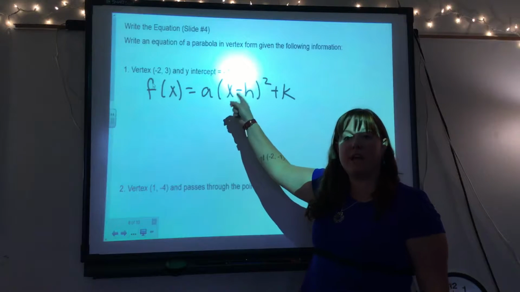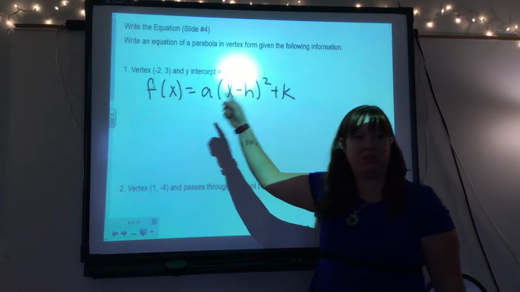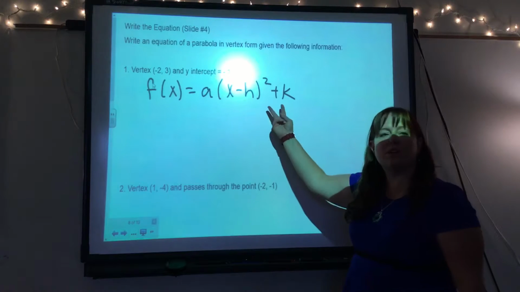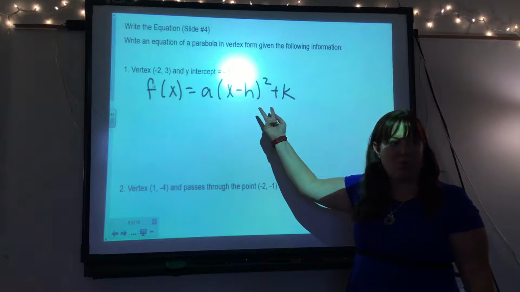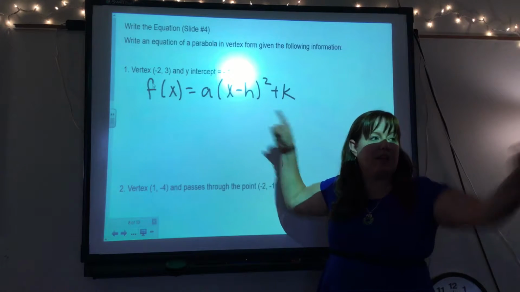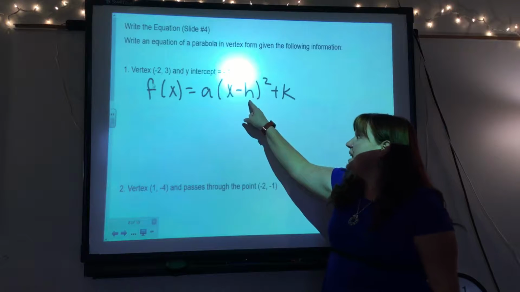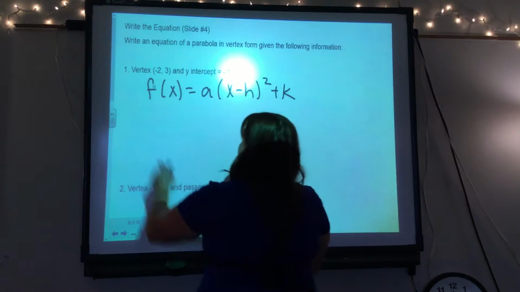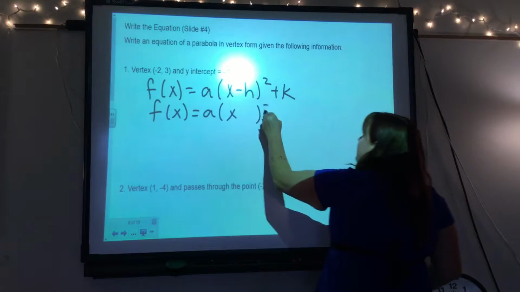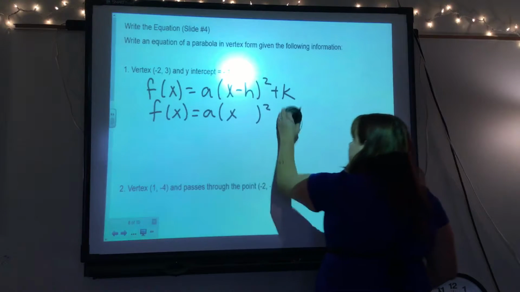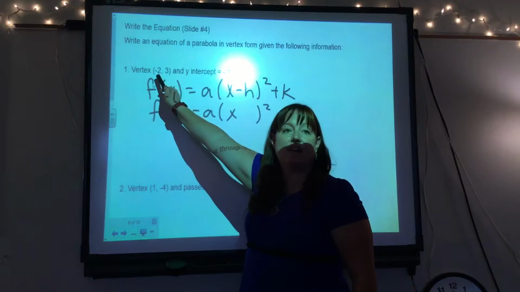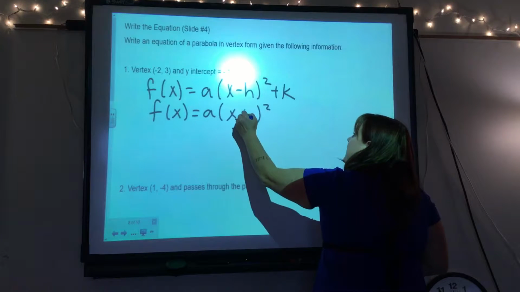It's the form for vertex. Yes, this is called the vertex form of a quadratic function. Where does the vertex go? If we know the vertex is negative 2, 3, where would we put those numbers in? Negative 2 would be on the h, and 3 would be k. You are correct, so we are going to put it in with the h. Here's h. This is a negative 2, so it's going to be positive. So we're going to put plus 2.